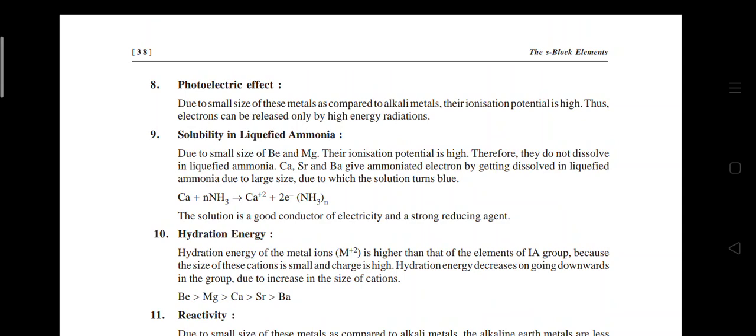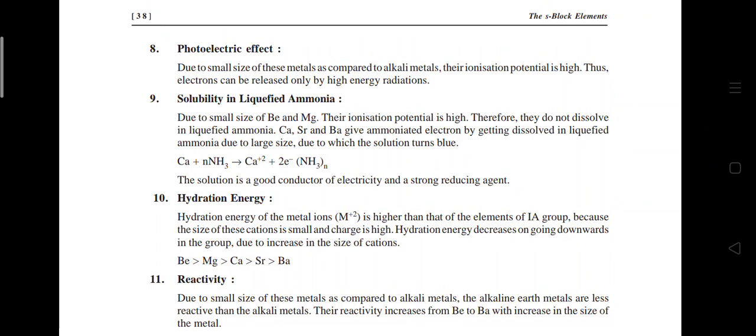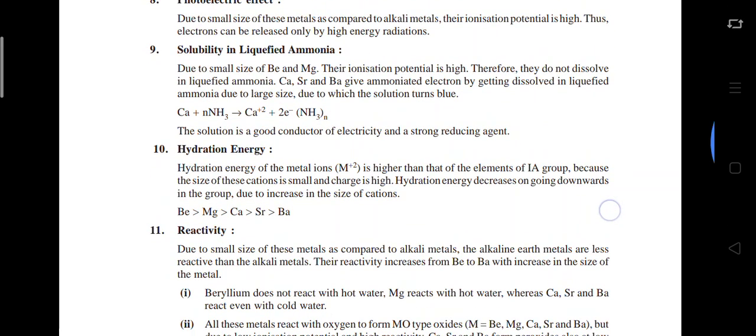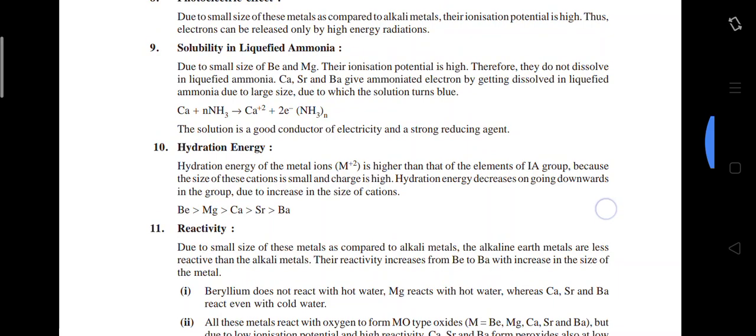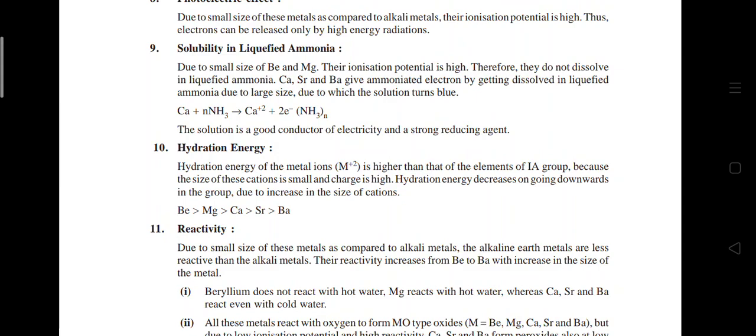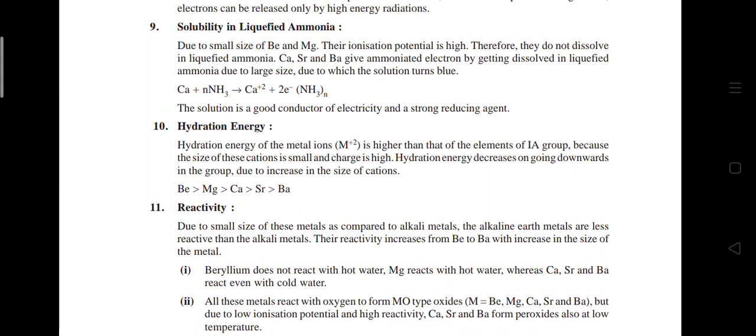Eighth is photoelectric effect. Due to small size of these metals as compared to alkali metals, their ionization potential is high. Thus, electrons can be released only by high energy radiation. Ninth, solubility in liquefied ammonia. Due to small size of beryllium and magnesium, their ionization potential is high. Therefore, they do not dissolve in liquid ammonia. Calcium, strontium, and barium give ammoniated electrons by dissolving in liquid ammonia due to large size, due to which the solution turns blue.